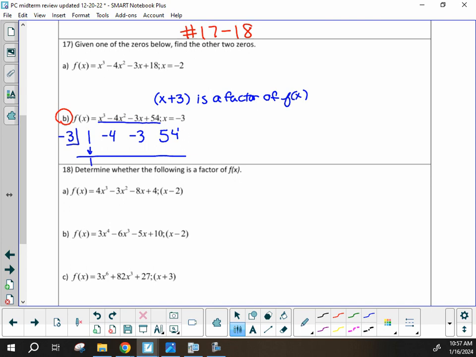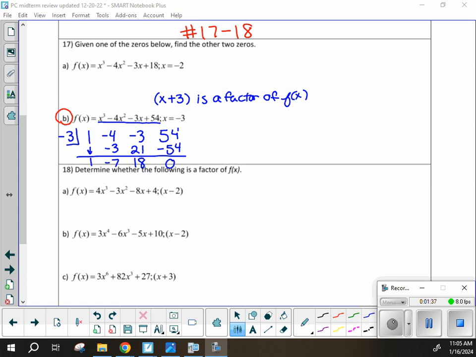We're going to drop the 1, and then we multiply, add until we get to the end. So I'm doing -3 times 1. I'm adding those, and then I just repeat until I get to the end here. I get 0. So first of all, this does confirm that -3 is a zero. The other thing that it does is it shows me what one of the other factors of f of x is.